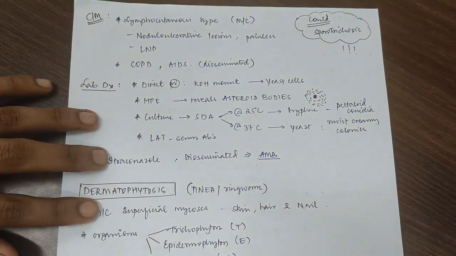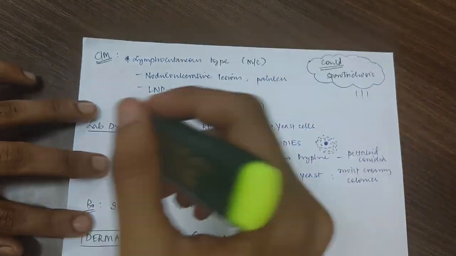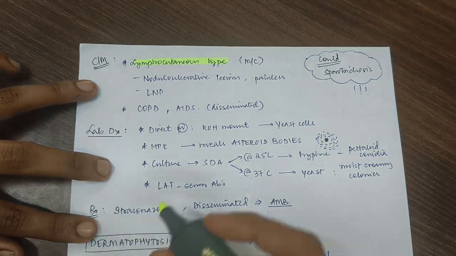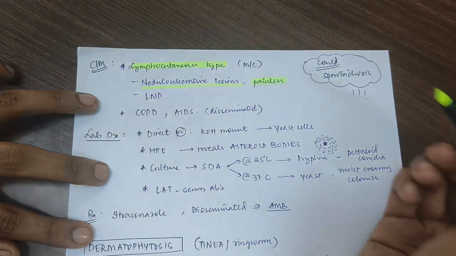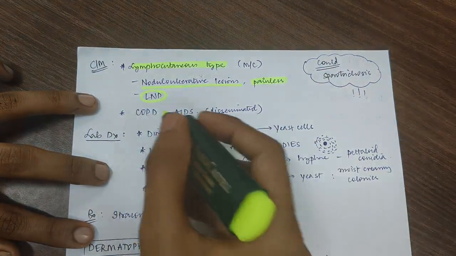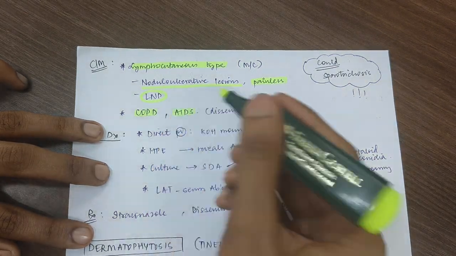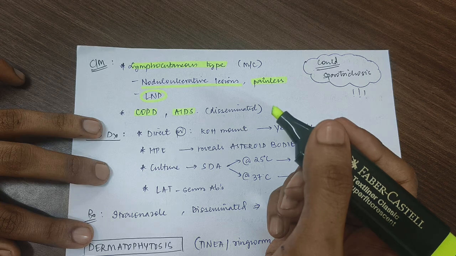Coming to the clinical manifestations of sporotrichosis, one is the lymphocutaneous type. That is the most common type which you are going to encounter. It has nodulo-ulcerative lesions which are painless, and lymphadenopathy. In the case of the respiratory type, it is seen with COPD and AIDS. Then disseminated.